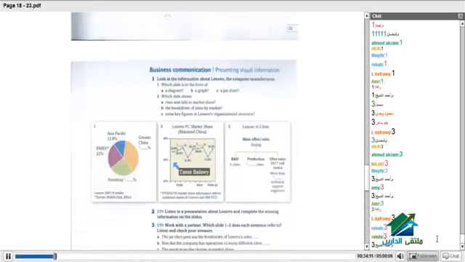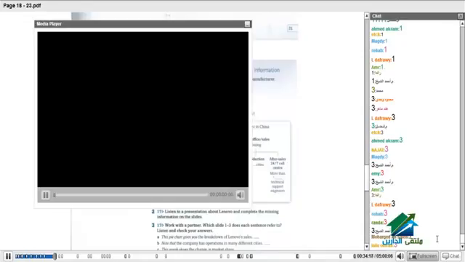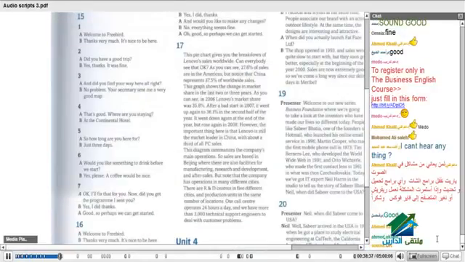So, we will have an audio. I will not explain the figures until we listen to the audio. Audio number 17, Mr. Khalil. Audio 17.